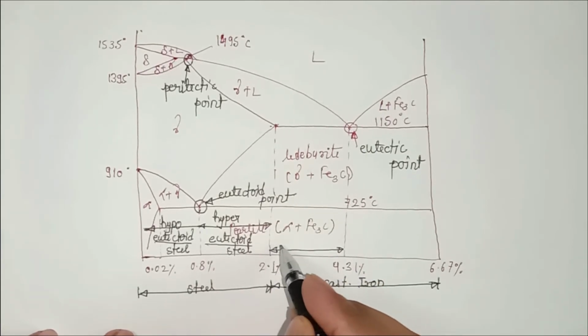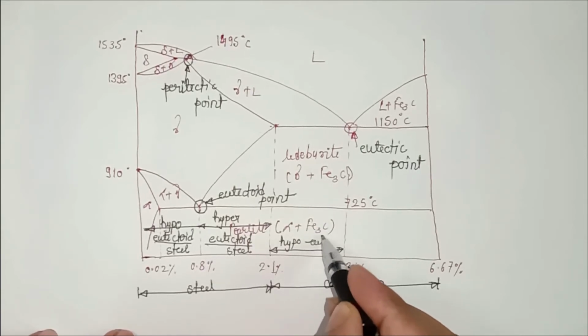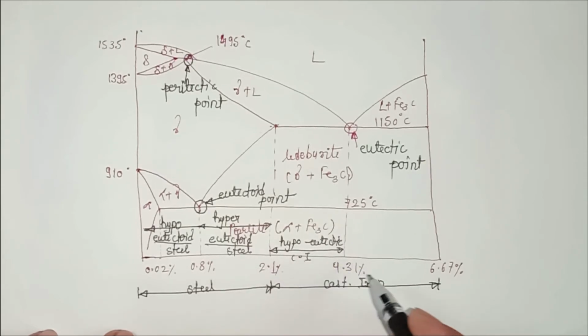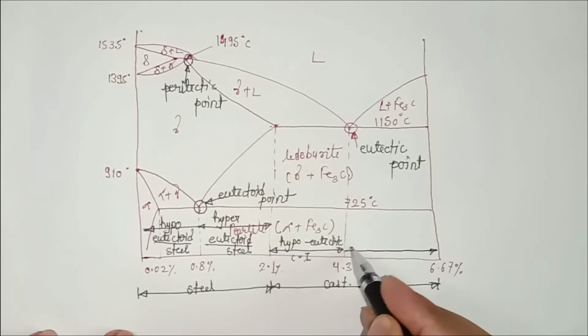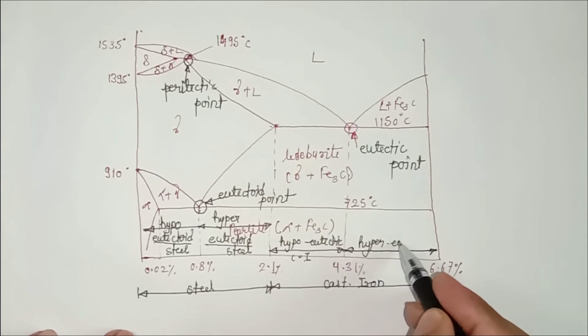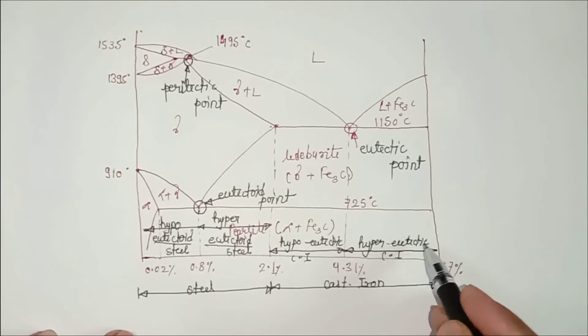Now from 2.1 to 4.31, this is called hypoeutectic cast iron. And from 4.31 to 6.67%, it is called hypereutectic cast iron.